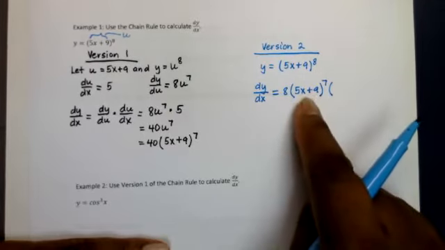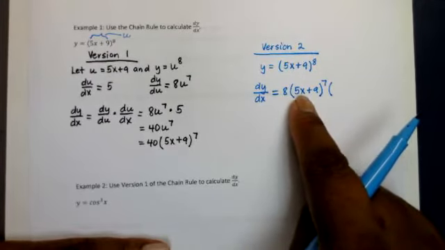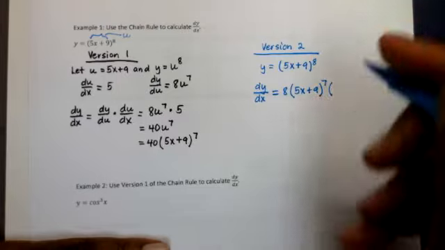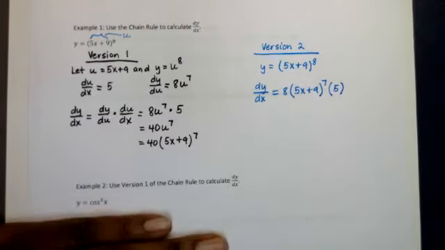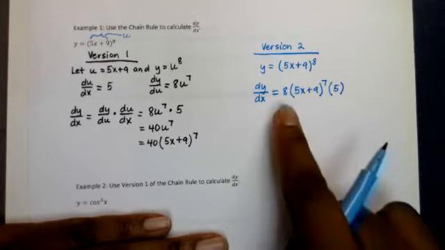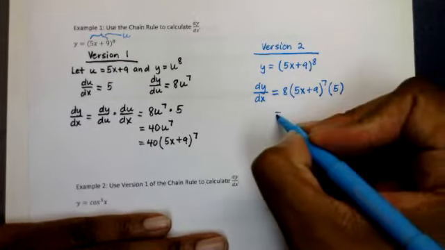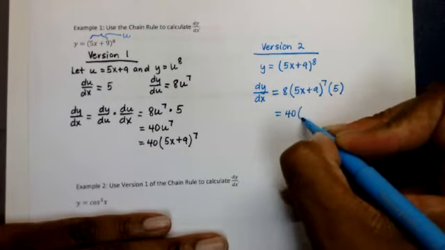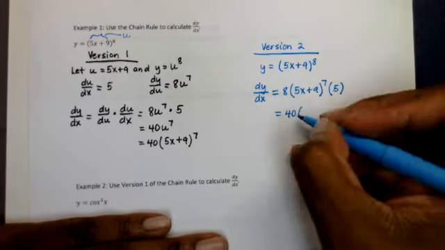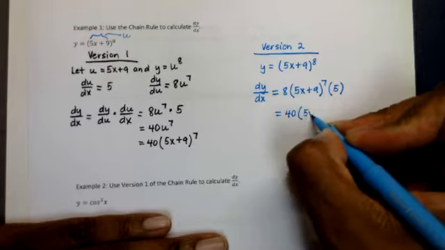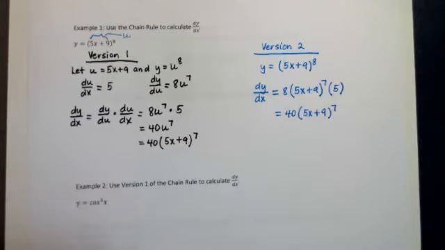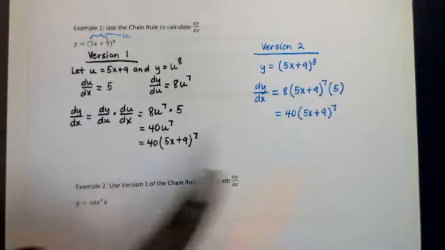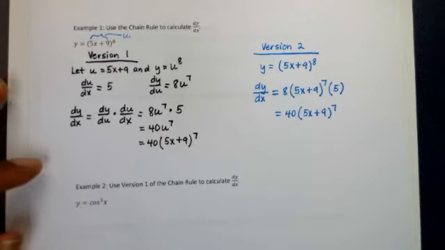But then we got to take the derivative on the inside. The derivative of 5x plus 9 would simply be 5. Now, if I multiply 8 times 5, I would get 40. So it'd be 40 times 5x plus 9, and that quantity is to the 7th power. And if you notice, we get the same answer using version 2 of the chain rule.